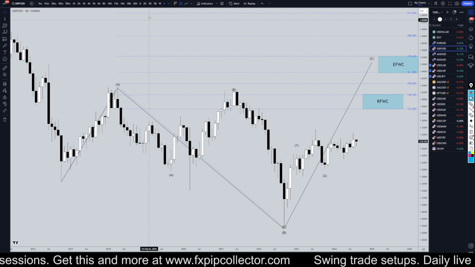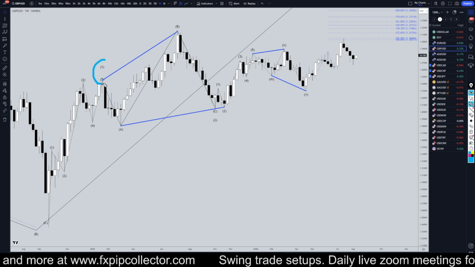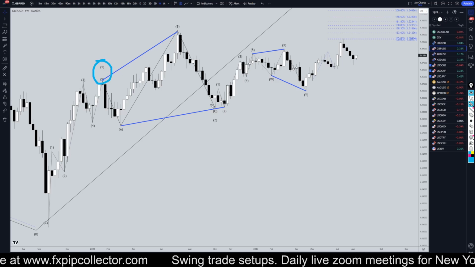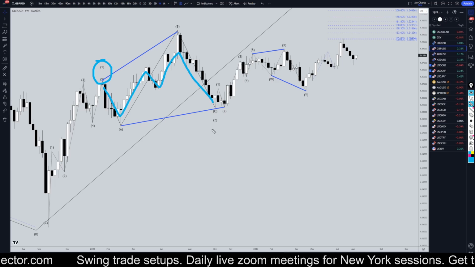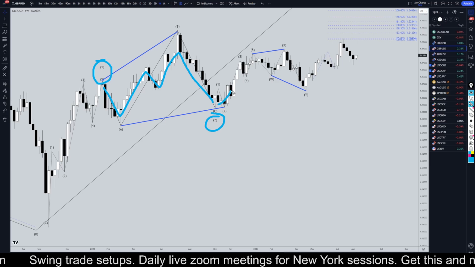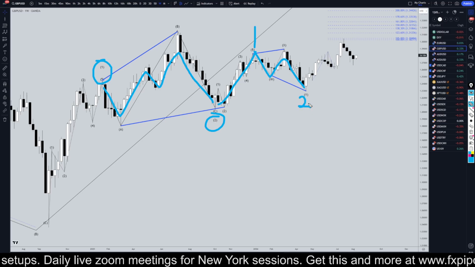So let's take it down to the weekly time frame. On the weekly time frame, first of all, I think this 5 waves right here is a wave 1, and then I think this is a big running flat ABC correction. So for the wave 2, if that's true, that makes this right here a 1 of 3. That makes this a WXY 2 of wave 3.